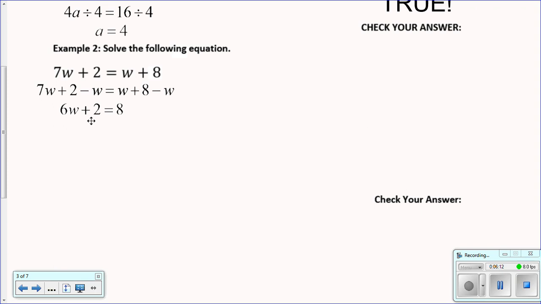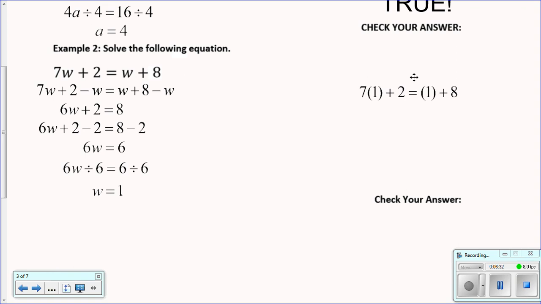Now it's a two-step, so I would subtract 2 from both sides. That leaves me with 6w equals 6. Divide both sides by 6. I get w equals 1. And again, I want to make sure that this is correct. So I'm going to plug it back into the original problem. So 7 times 1 plus 2 is supposed to equal 1 plus 8.